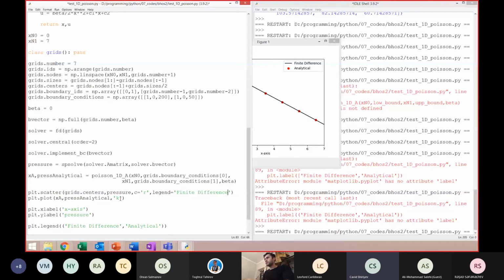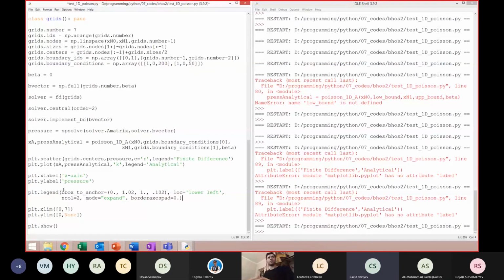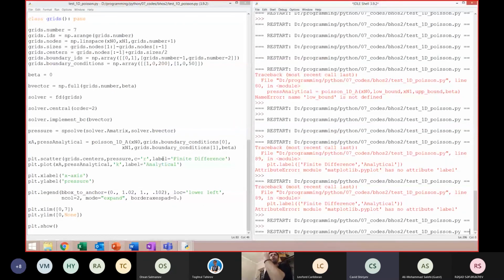Now I'm just copying this from my cheat sheet. This is something related to legend, nothing related to the solver, and I'm changing the label. Now it should have the correct names. So these red dots are the finite difference solution, and the straight line, black line, is the analytical solution. I have full information regarding the graph.